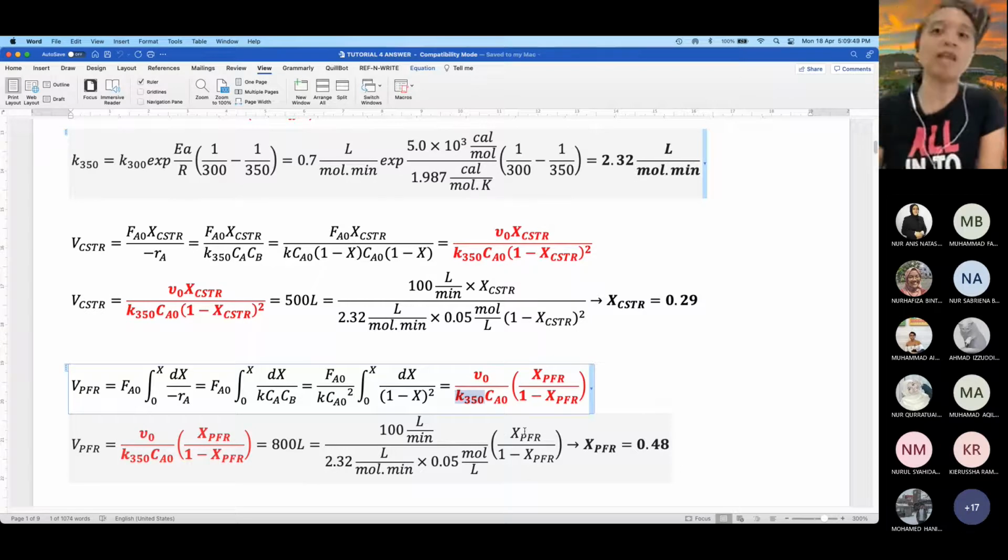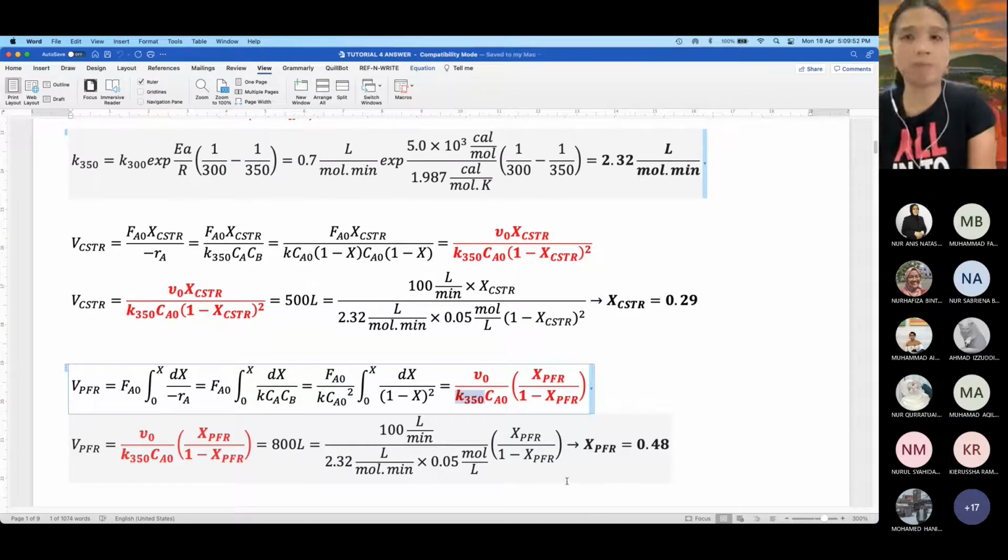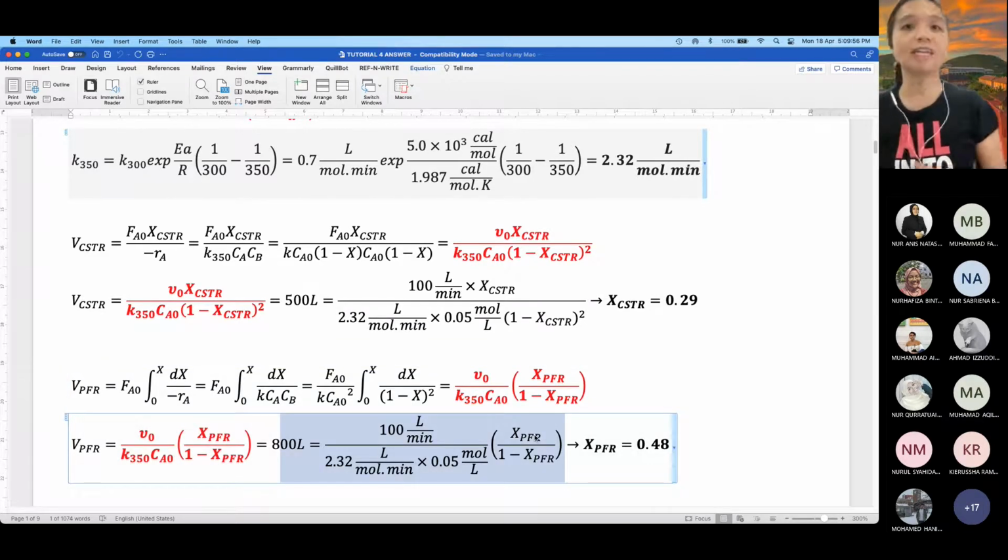So the X remains, the rest you replace with numbers. And when you calculate, okay, yang ni quite straightforward, tak ada quadratic. Okay, so kamu boleh solve ni lebih straightforward lah. CSTR tu a little bit complex.